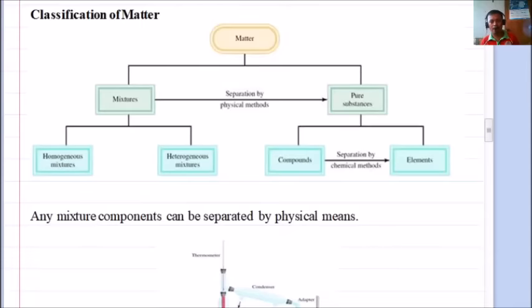And heterogeneous can be classified furthermore into suspensions and colloids. So, meron pa tayong dalawang klase ng heterogeneous mixture. Those are the suspension and the colloid. Yung suspension naman, basically, this is a type of heterogeneous mixture in which the solid particle does not dissolve in liquid. So, hindi natunaw kaagad yung mga solid particle dun sa liquid.